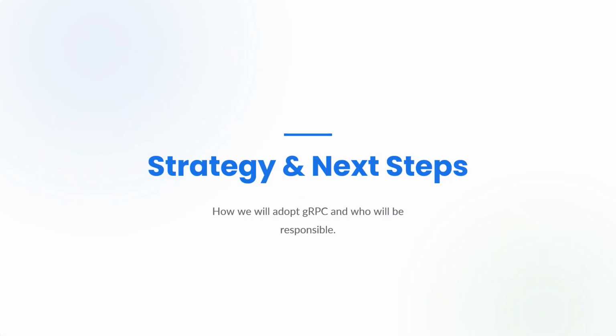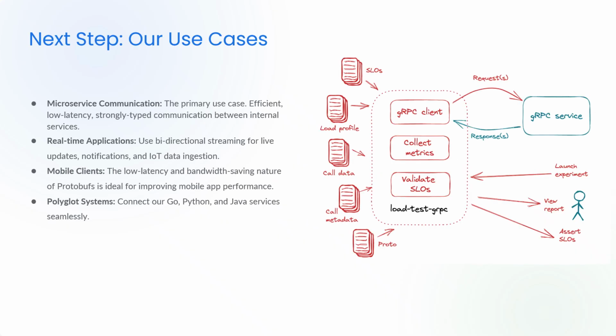Now let's talk about how we plan to adopt gRPC internally in our systems. gRPC is the perfect fit for microservices communication. We can also use gRPC in real-time applications, for example, for live updates, notifications, or IoT data ingestion. We can also use gRPC in mobile clients, which exponentially increases the mobile app performance. At last, we have polyglot systems, which basically connects our Python applications, Go, Java, and even more. All of these are relevant to our architecture.